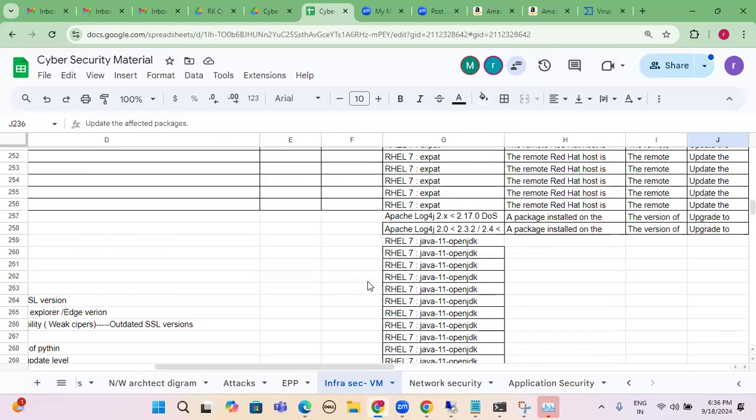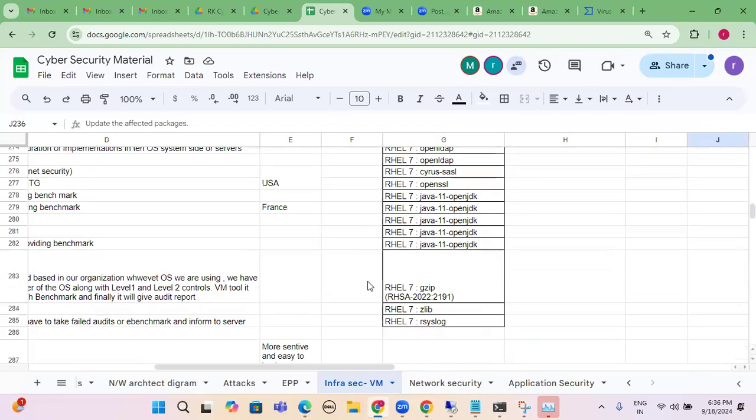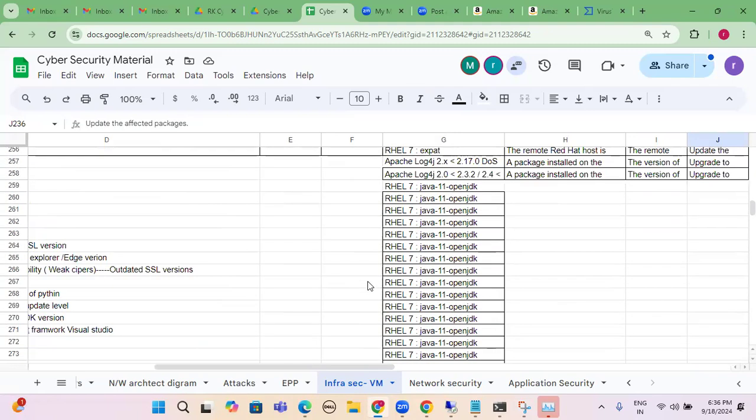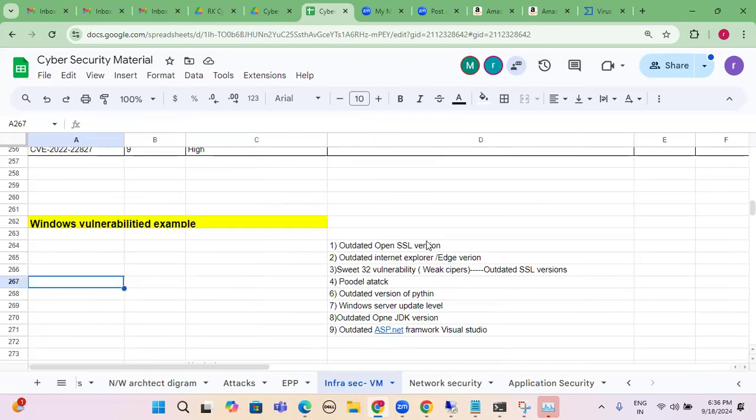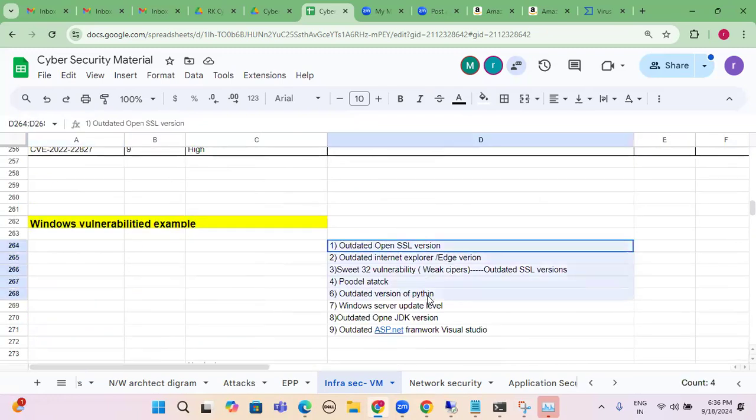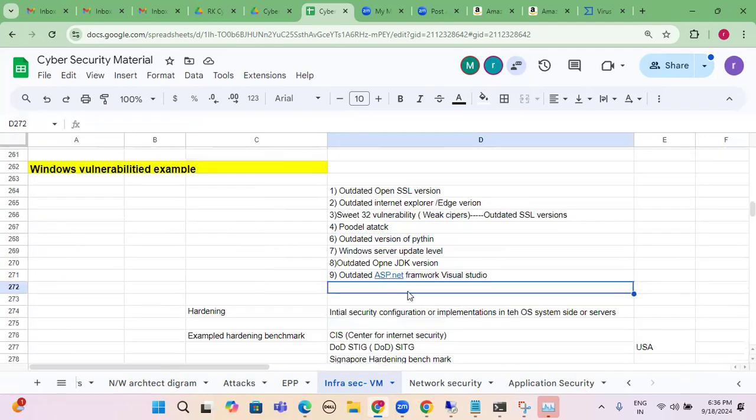Kernel update, OpenJDK Java, rsyslog. It's not there. So I will add those three also. Maybe I gave it here: Suite 32 portal outdated version. Okay, so I'll add the two more as well.